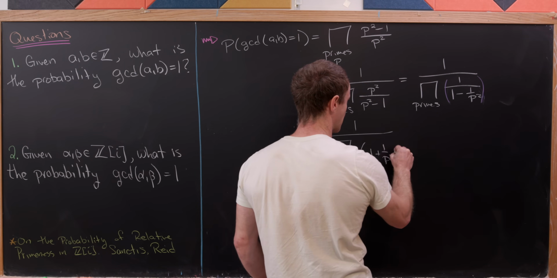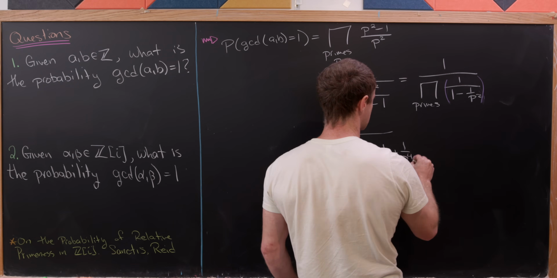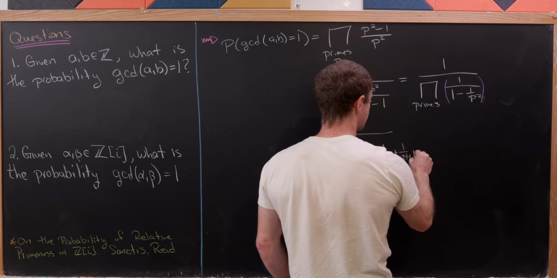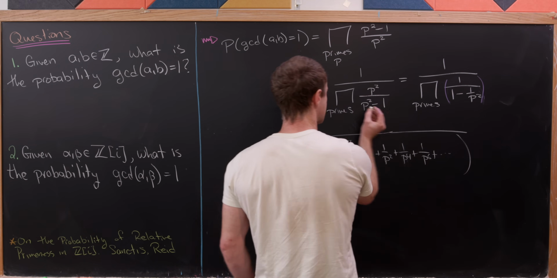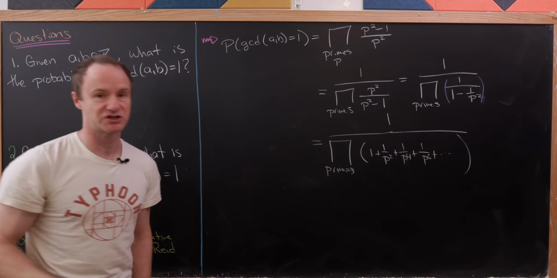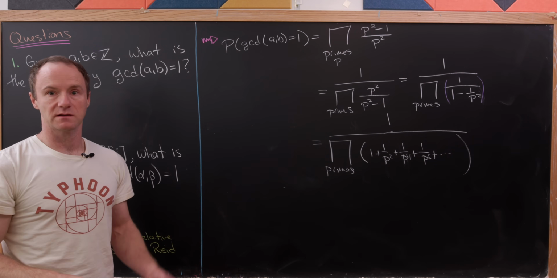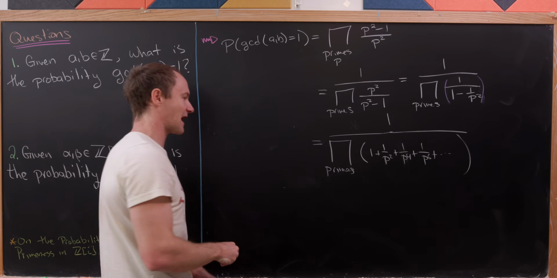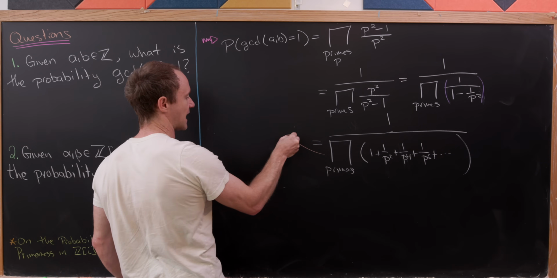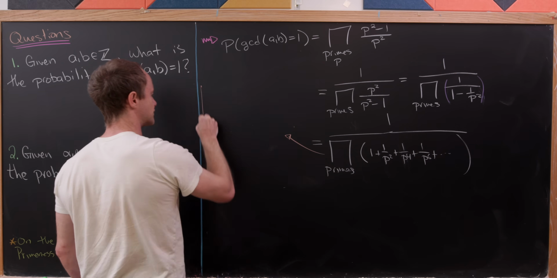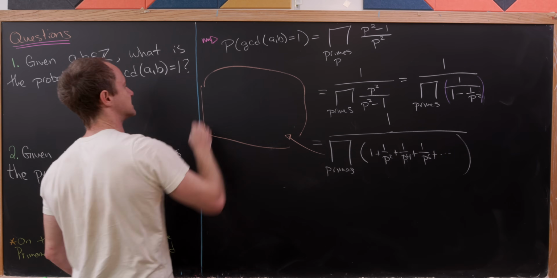1 plus 1 over p squared plus 1 over p to the fourth plus 1 over p to the sixth, so on and so forth. So there what I did is I just expanded that as a geometric series. But let's observe that when we multiply that all together, perhaps we could take a little closer look at the first couple of terms of this just to get an idea of why this is about to do what it's going to do.